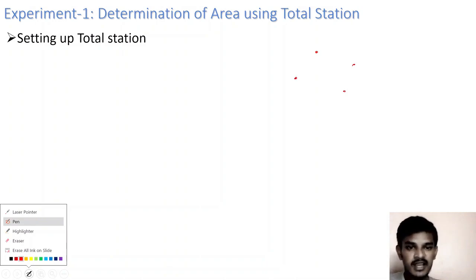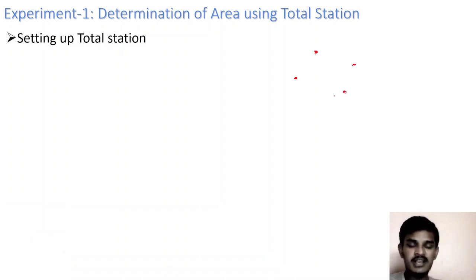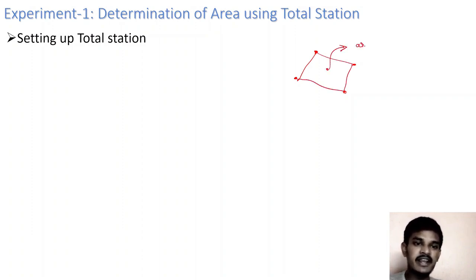By just bisecting all these points, the total station will automatically calculate the horizontal distances between these points, and it will directly give the area. So we need not do anything. We just need to bisect all four corner points, and using the operation, it will give the area in square meters or hectares or whatever units we need.